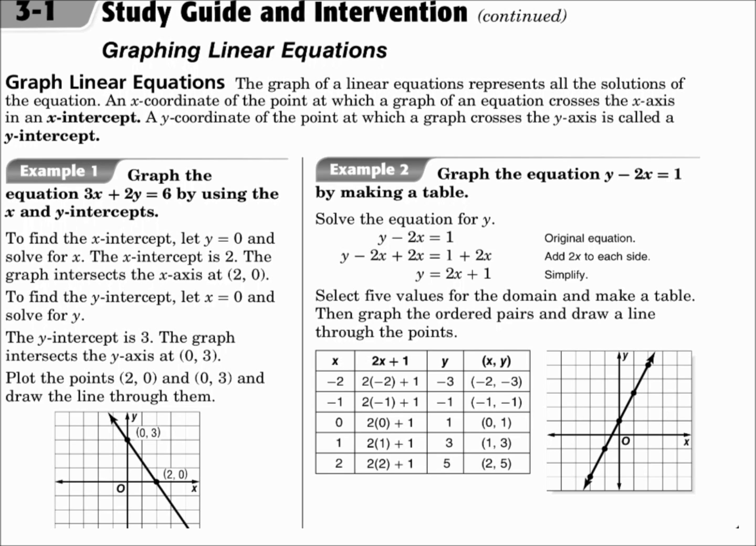So we're going to do graphing using the x and y intercepts, and we're going to do graphing by using a table. The result will be a straight line.